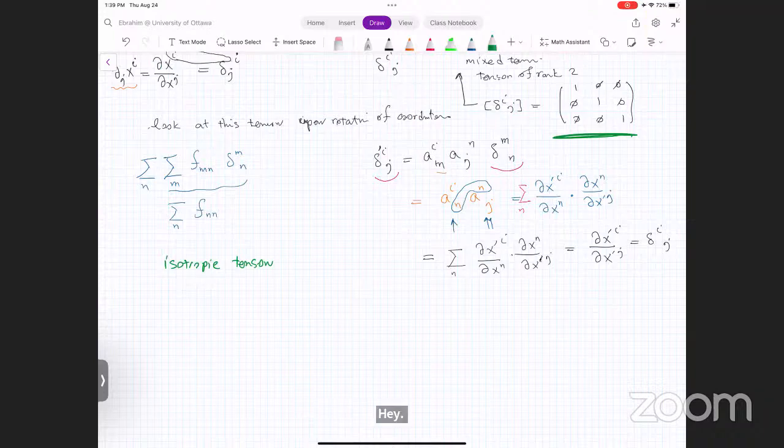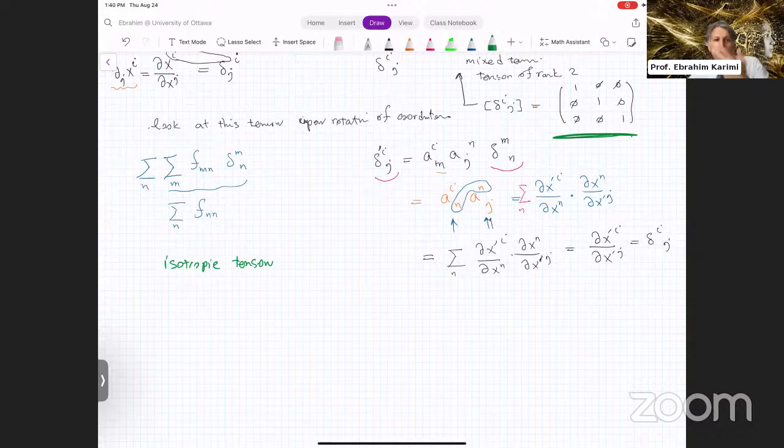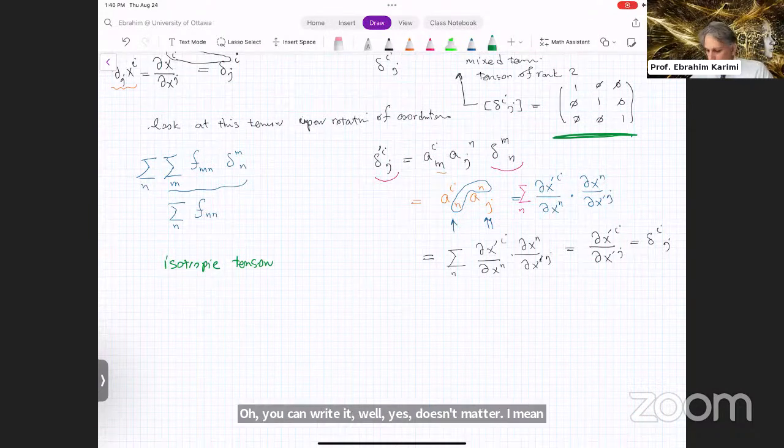There are no more questions, sir. Okay. If I didn't answer the question, please type it. Okay. In the upper left, partial xi, partial xj is a delta ji. Oh, you can write it in this way. Yes, it doesn't matter. For me, it's not important. Yes, Shaho, you can write it in this way.